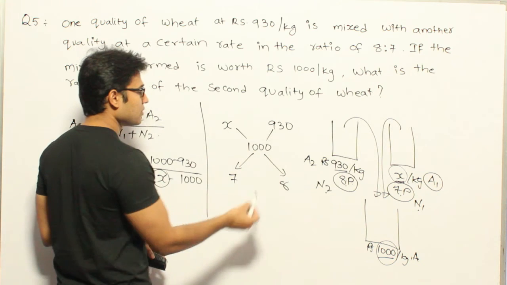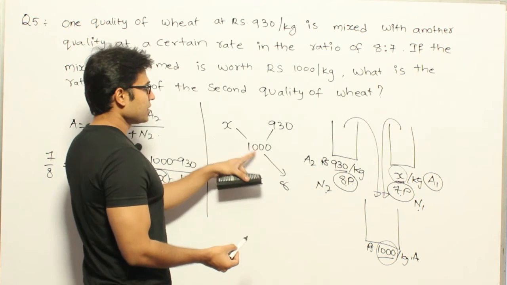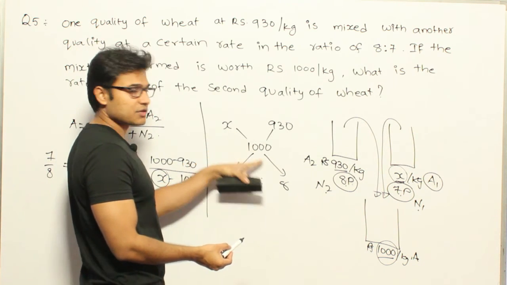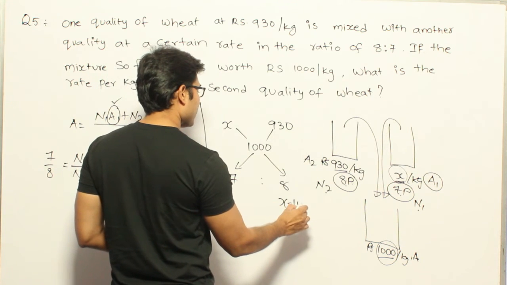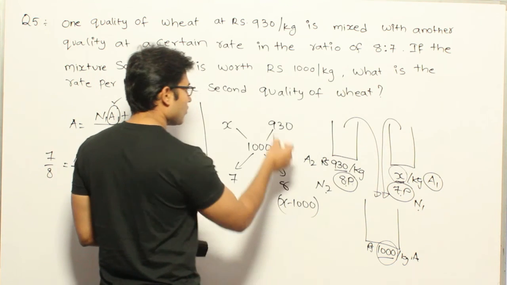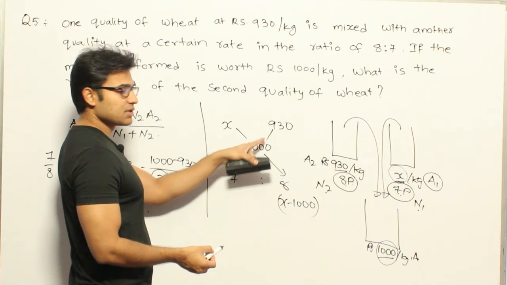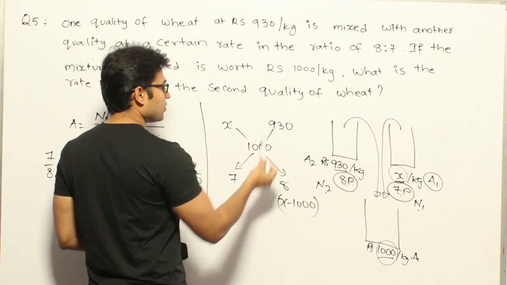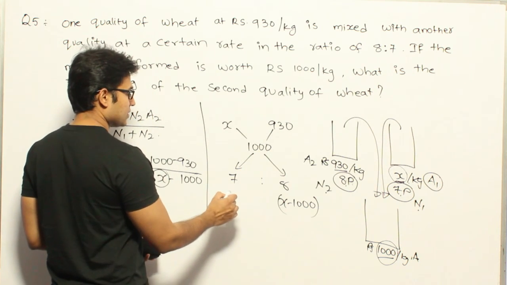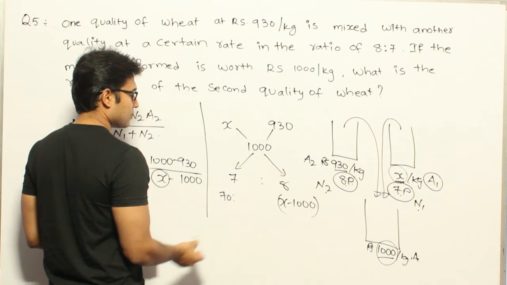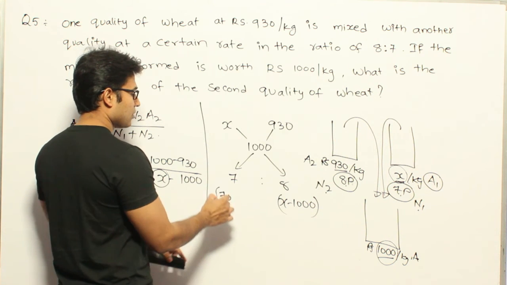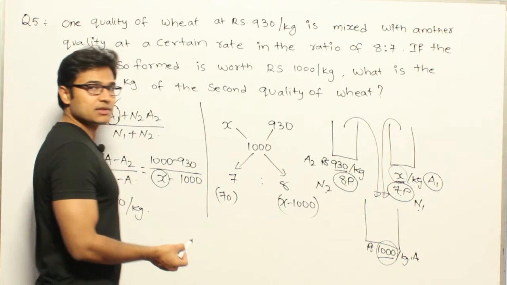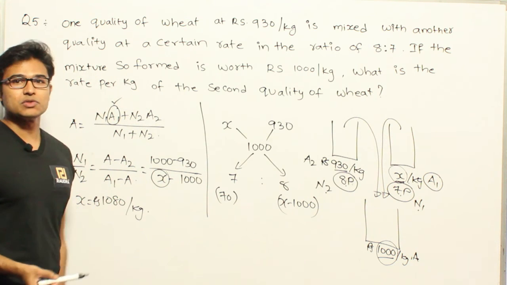Now let's try to find out the difference. Okay. Now what is the difference here? This one is higher, so x minus 1000. And what is the difference here? This one is higher, right? It is 1000 minus 930, which is 70. Okay, therefore 70 is to x minus 1000 equal to 7 is to 8.